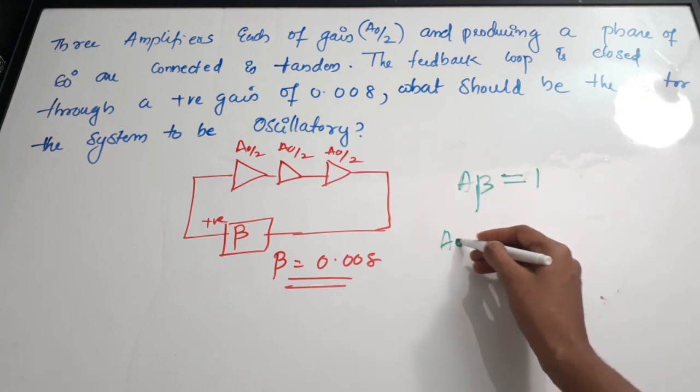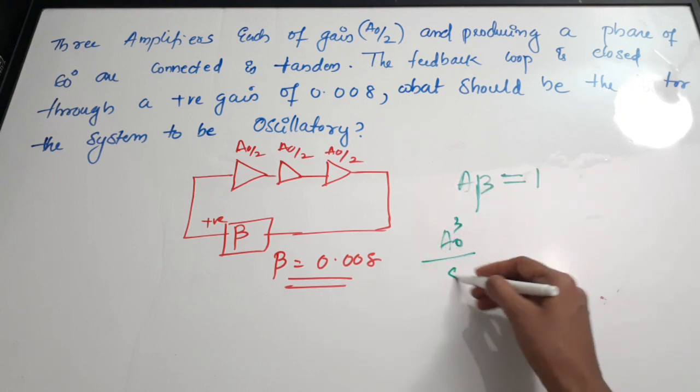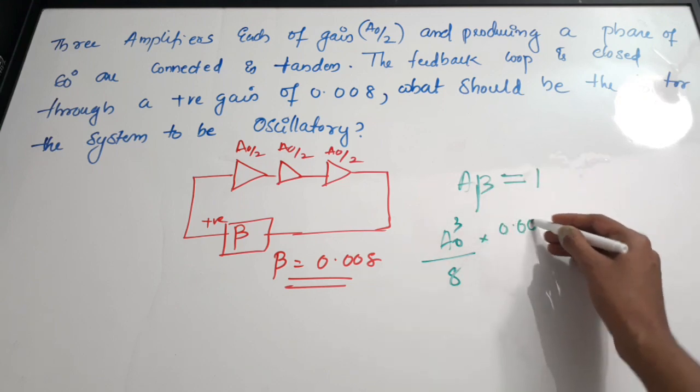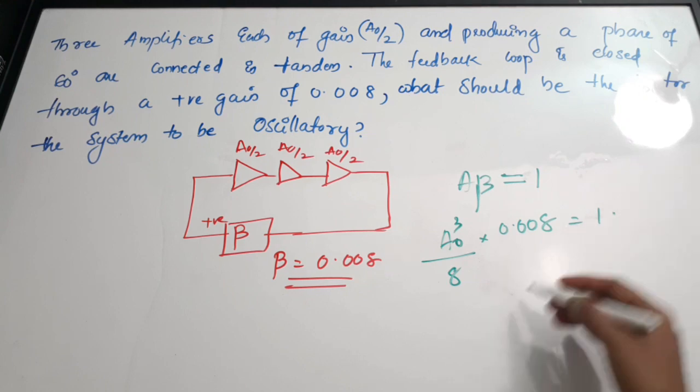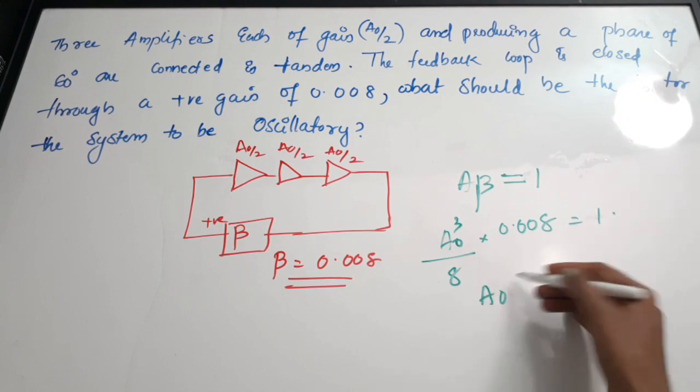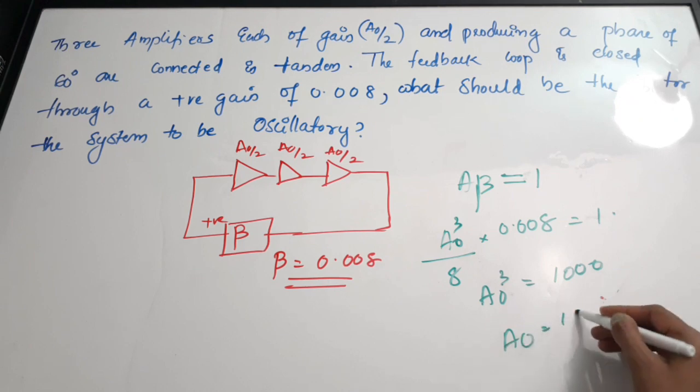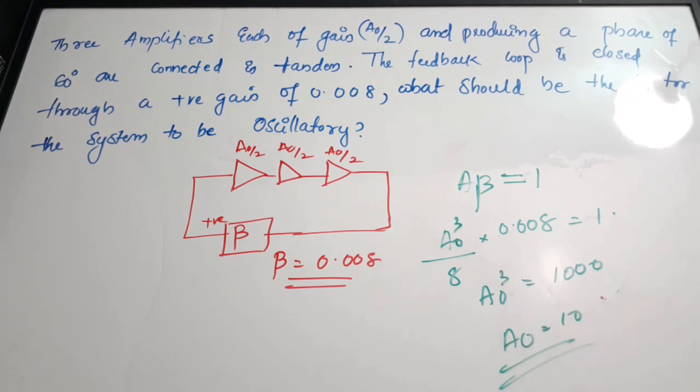So we'll put A0 cube by 8 into beta, which is 0.008, equal to 1. If you solve it, you'll get A0 cube equal to 1000, or A0 equal to 10. So the value of A0 is obtained as 10. I really hope that you understood the concept of doing this question.